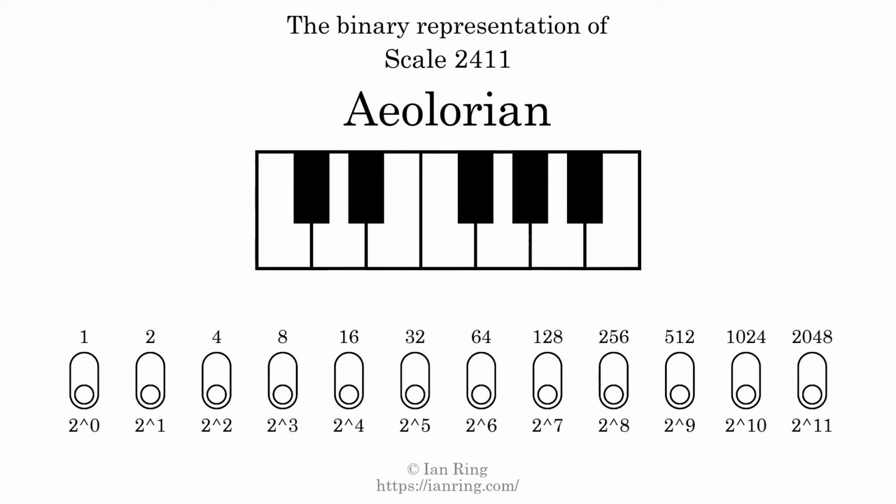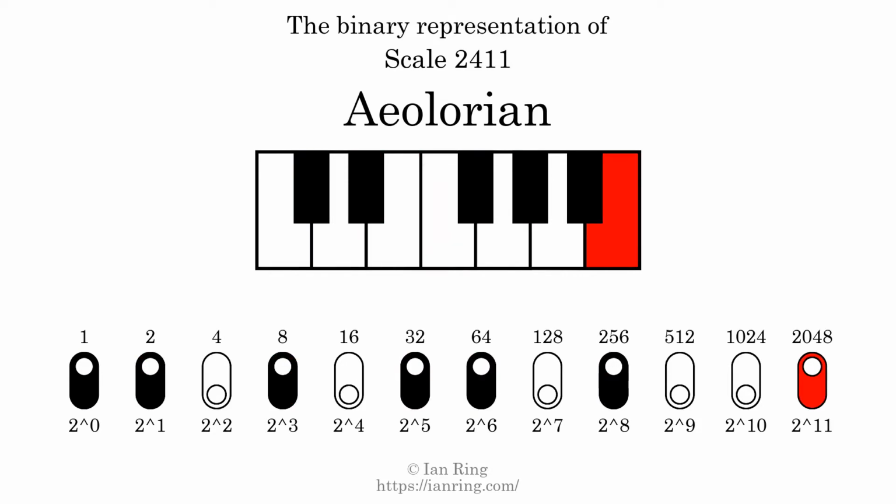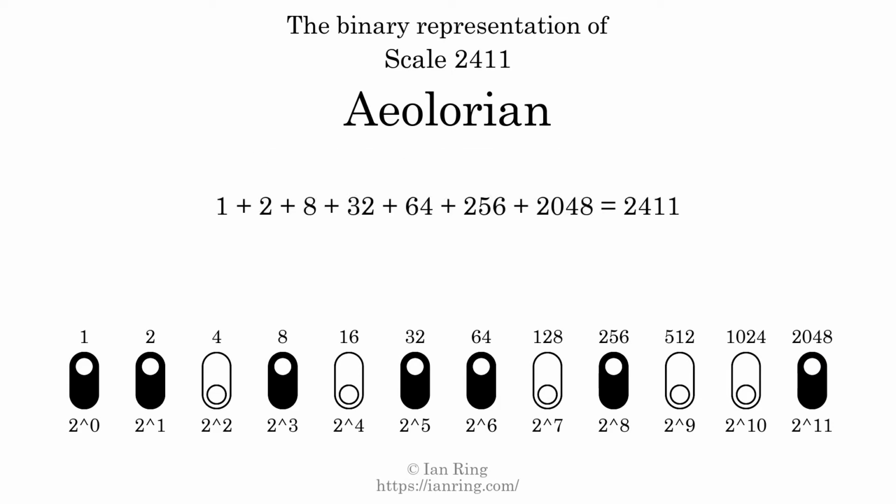The binary representation of this scale is determined by mapping tones of the scale to binary digits. Each binary digit represents a power of 2. To get the scale number, we add the powers of 2 together. The powers of 2 that are present in the scale, all added together, equals 2411. That is why the scale number, in decimal, is 2411.